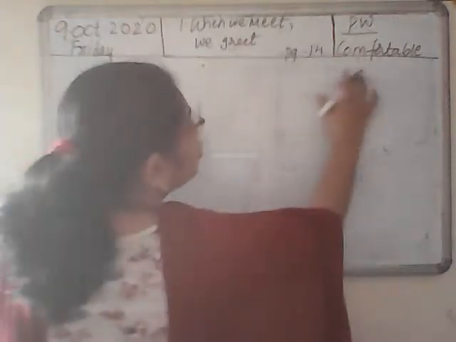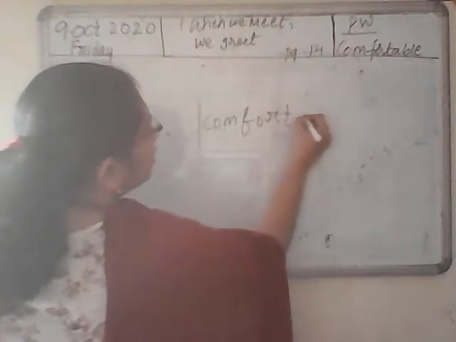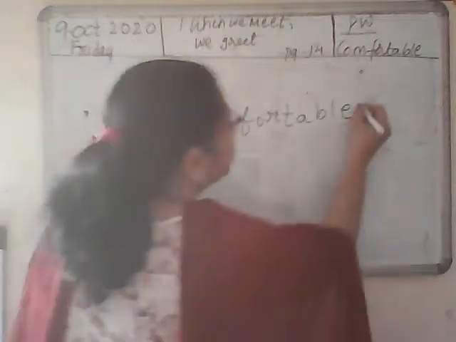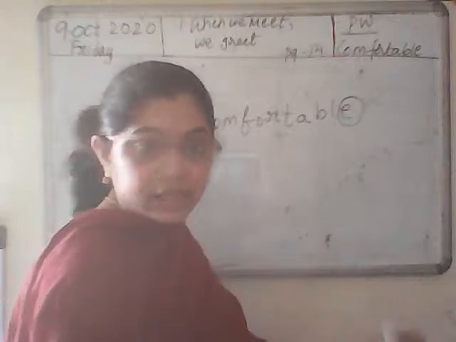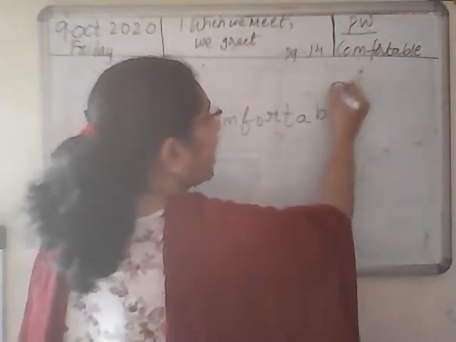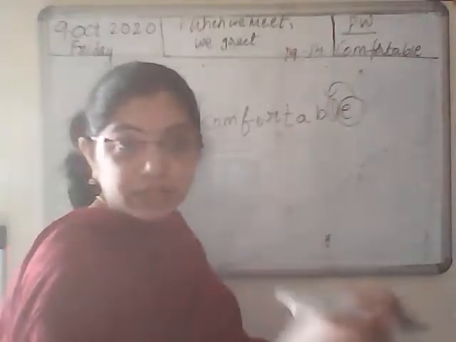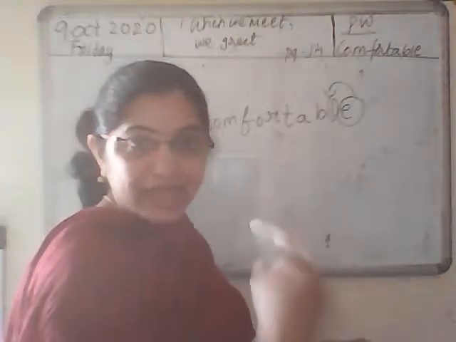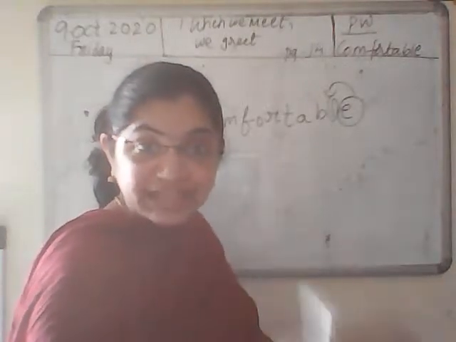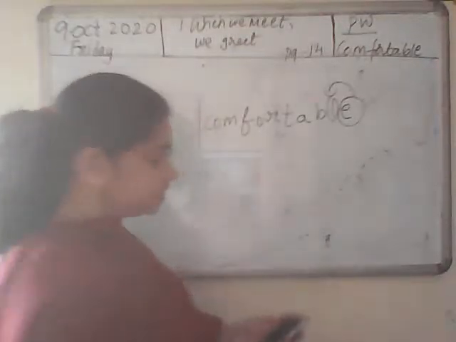And if you see this word comfortable again, C-O-M-F-O-R-T-A-B-L-E, comfortable. And what is the last letter here? The last letter is E. But actually we are not pronouncing this E. We are stopping at the one letter before E, that is L. Right? Comfortable. The sound of L. We are not saying comfortably E. We are not saying that.